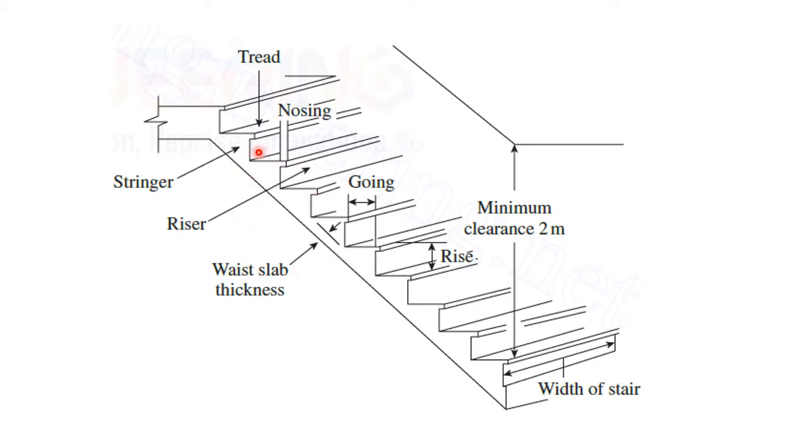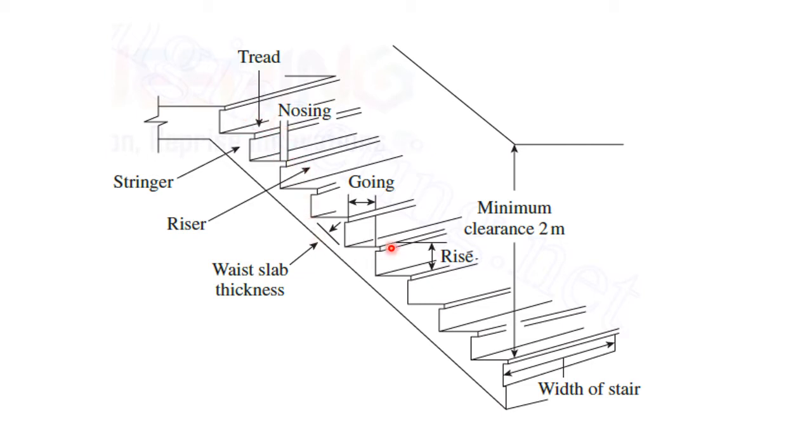The slab which is provided at a certain thickness below the stairs, we call it the waist slab. The vertical panel provided in the stairs, we call it a riser. The horizontal panel provided in the staircase, we call it the tread. And the extra projection which is provided, we call it nosing.